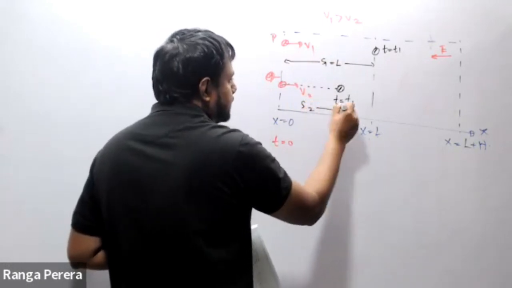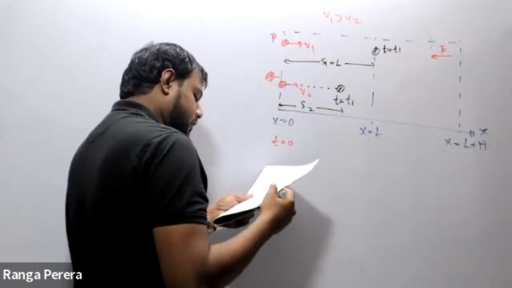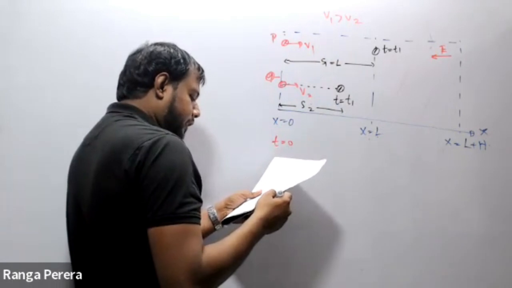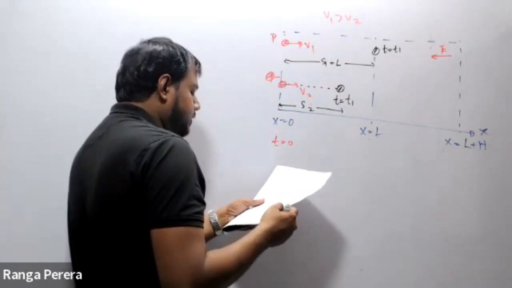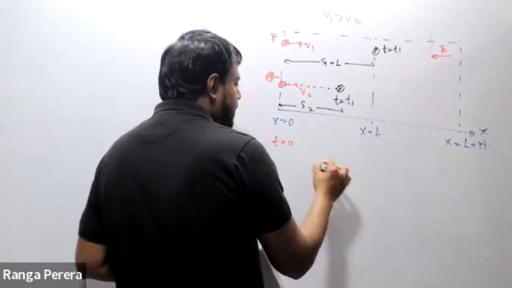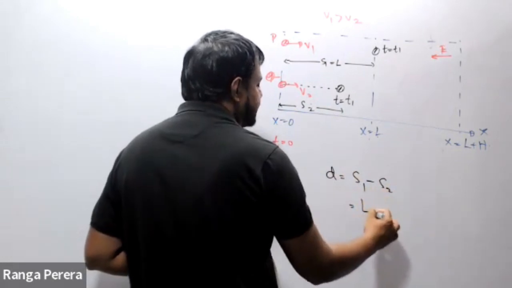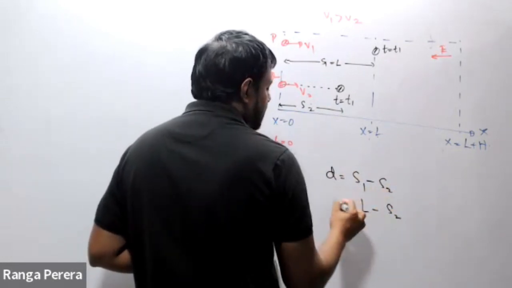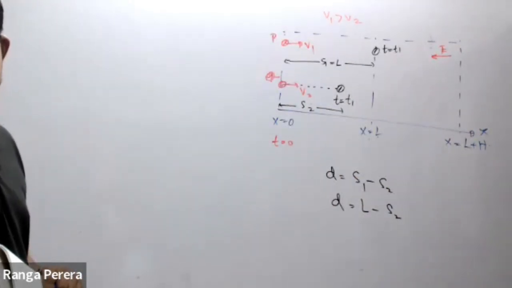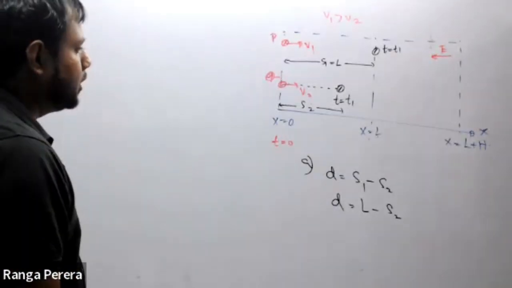S2 is what we have to calculate. They want the separation between the two particles at the instant when the fast particle reaches x equals L. They want us to calculate a value for D, which is exactly equal to S1 minus S2, or else L minus S2. This is what they want from us, for part A. So how to do this?